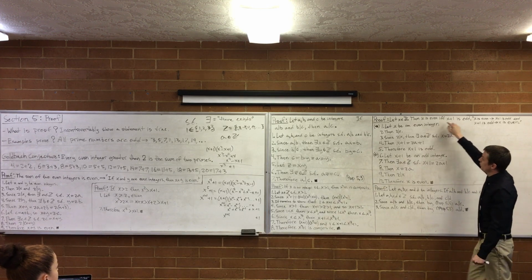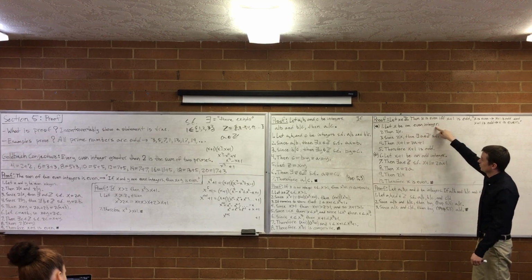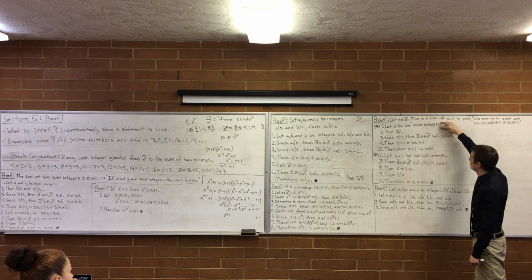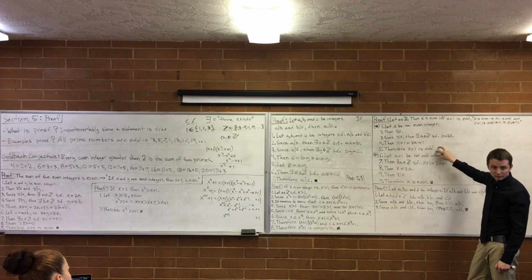And set it up exactly how you would. First line, make our assumption. Let x be an even integer. And then the last line, therefore x plus 1 is odd.